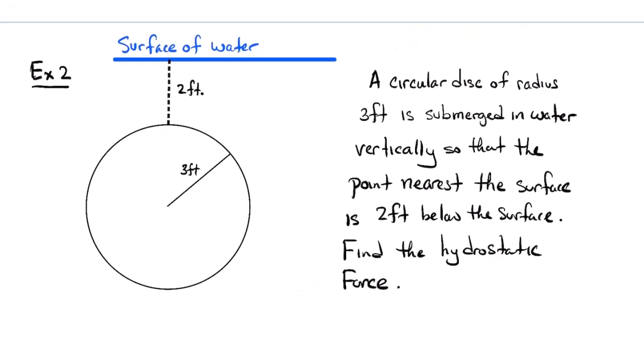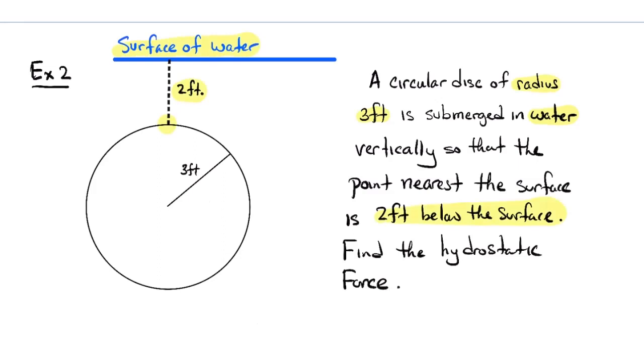So this time I've got a circular disc. The shape that I'm talking about is a disc. It's submerged vertically in water. This time it's a disc of radius 3 feet, submerged vertically in water so that the nearest point to the surface is 2 feet below the surface. The picture is drawn. You can see the surface of the water up here. I've got my disc submerged vertically. It has radius 3 feet, and the point closest to the surface of the water is 2 feet away from the surface. And the question is, what's the hydrostatic force?